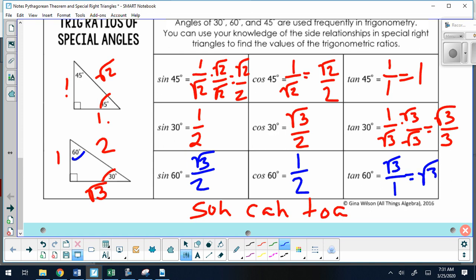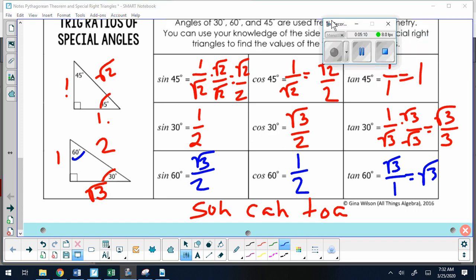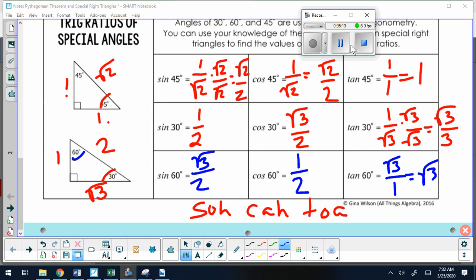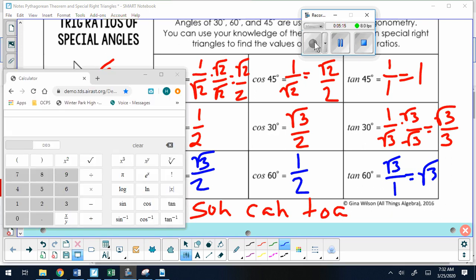So those are important, and those are going to end up getting memorized. They absolutely need to get memorized because we're going to use them. And for those of you thinking, well, can't I just do that in my calculator? Well, yeah, but hold on, let me show you what happens with that.